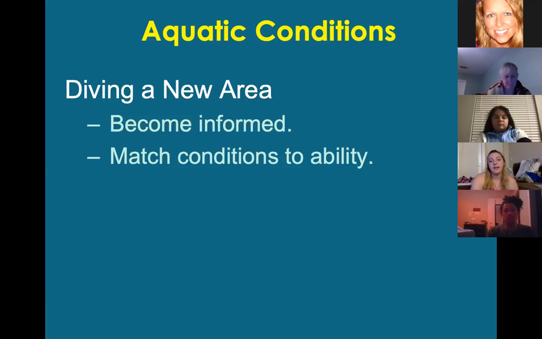And then match conditions to ability. So becoming informed on it. If you find out that a site is usually very muddy and you're not super experienced with low visibility diving, you probably won't want to go to that site. And it's better to know that before you get to that site rather than driving, you know, like 2 hours or so to a site and figuring out that it's probably not the best conditions for you.